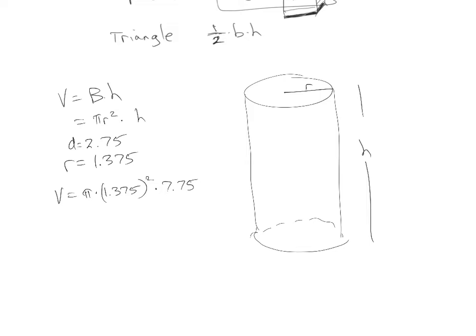Now all I do is take my calculator and figure it out. So I take 1.375 squared. I need to do my exponents first, and then times it by pi on my calculator, and then times 7.75. So the volume is 46.03 cubic inches of tea in my Arizona green tea can.